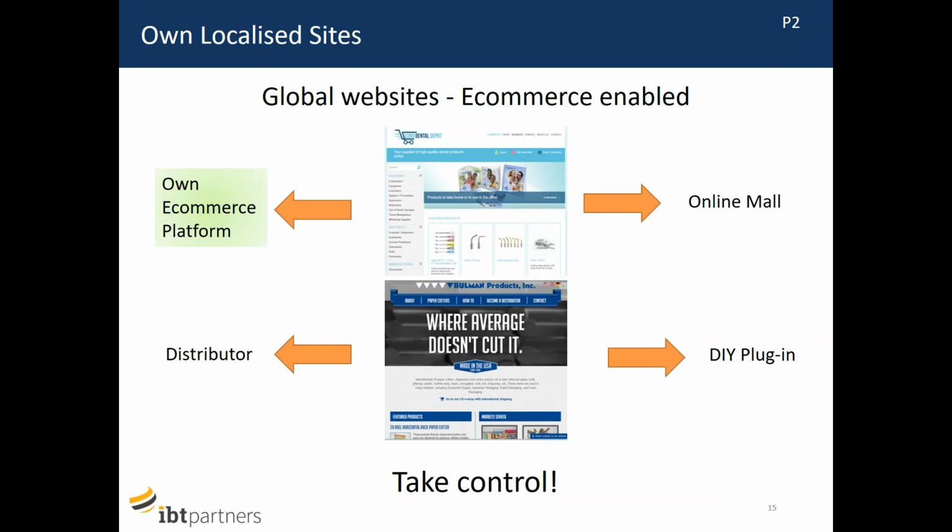So I think it is important that you have the control in international markets. And this allows you the choice whether to use your online website in that target market, to go through an online mall, or have a DIY plugin, or allow your distributor to use your website, or in fact have your own e-commerce platform on it. So this is something that we found works really well with a lot of our clients who are wary of the disadvantages of going straight with malls, plugins, or distributors.